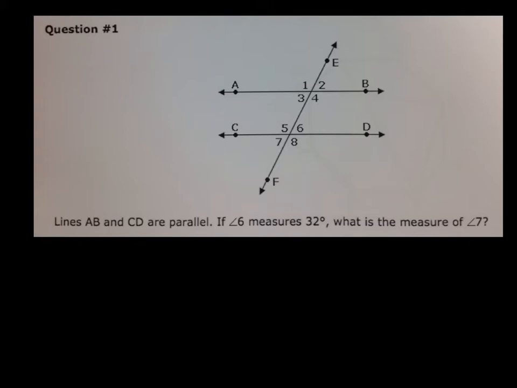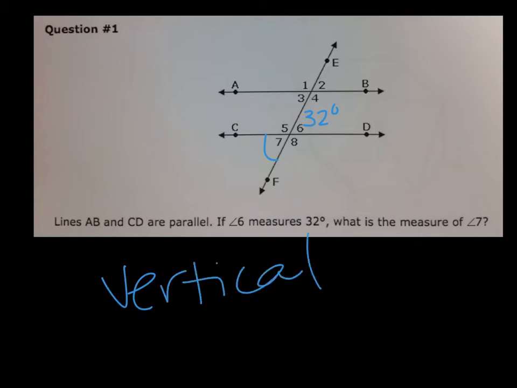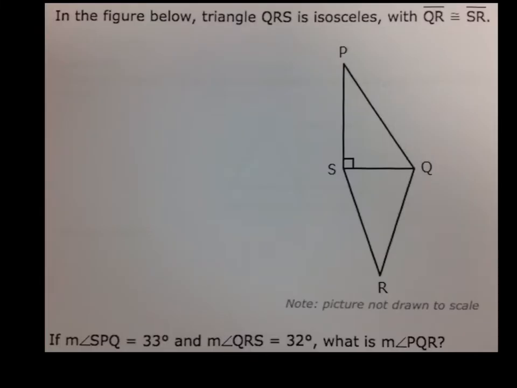Question number 1 says lines AB and CD are parallel. If the measure of angle 6 is 32 degrees, so I will write that in there, what is the measure of angle 7? Well, guess what? Angle 6 and angle 7 are vertical angles, and we know that the measure of vertical angles are equal. So therefore, the measure of angle 7 is equal to 32 degrees. All right, that was like 26 seconds. So let's move on to the next problem.